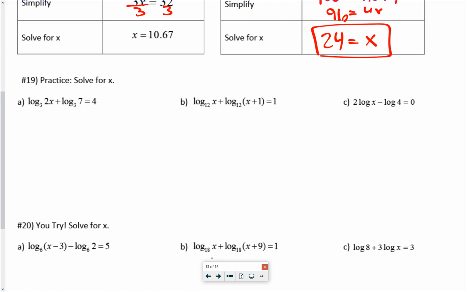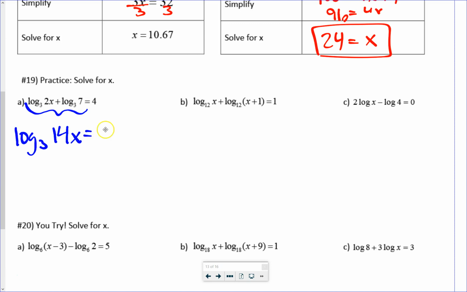All right, so 19a. We have log 3 of 2x plus log 3 of 7 equals 4. Can I go ahead and bring in a base of 3, start canceling out logs? No, you have to condense first. Have to. You will get it wrong if you do the base first. You have to bring these together. How are we going to bring these two together? Log 3 of 2x times 7. So we're going to multiply them together to give me 14x, equals 4.